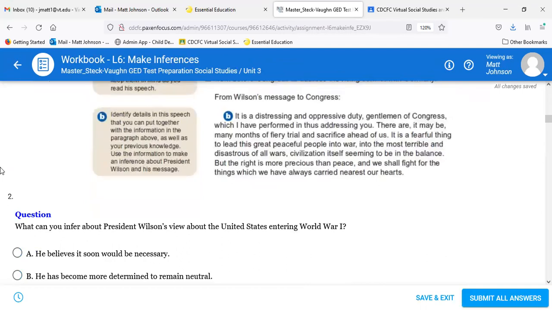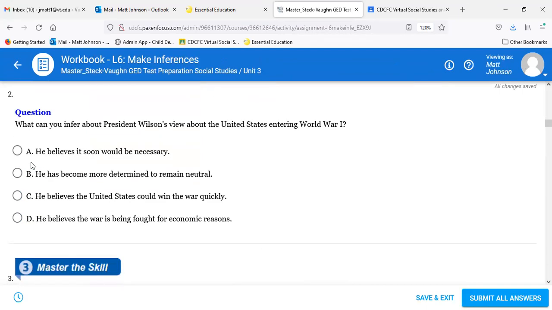And our same passage again. Sasha Gay, would you like to read number 2 for us? What can you infer about President Wilson's view about the United States entering World War I? A, he believes it soon would be necessary. B, he has become more determined to remain neutral. C, he believes the United States could win the war quickly. D, he believes the war is being fought for economic reasons. B.